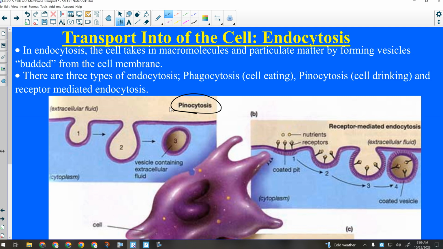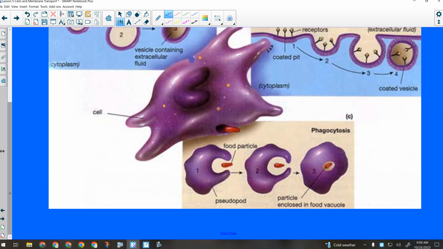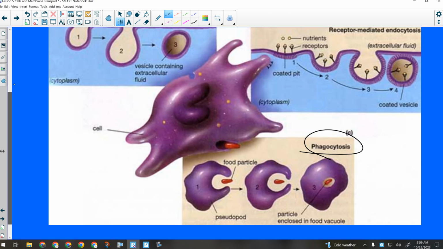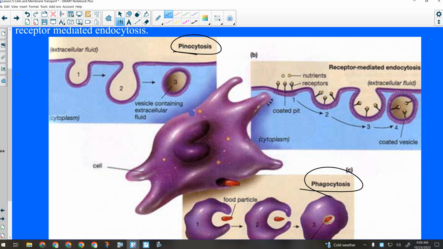If a cell needs to bring in a large solid particle that's too big to pass through the membrane, it will engulf it through a process called phagocytosis. That's essentially cell eating. So pinocytosis is cell drinking, phagocytosis is cell eating. And then there is the final one, which is receptor-mediated endocytosis, or RME.